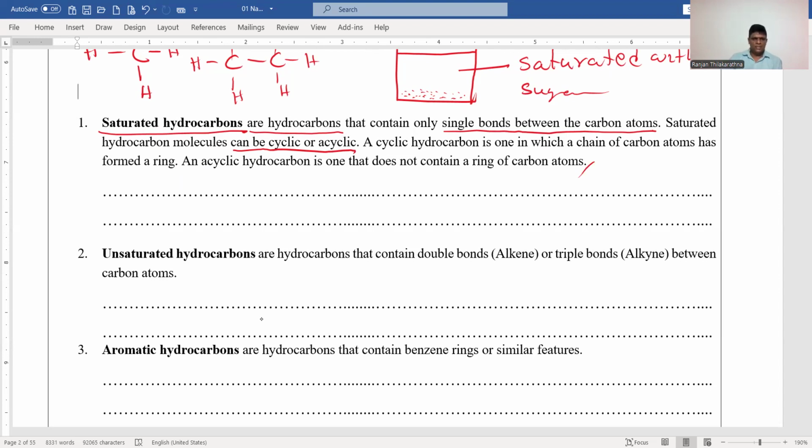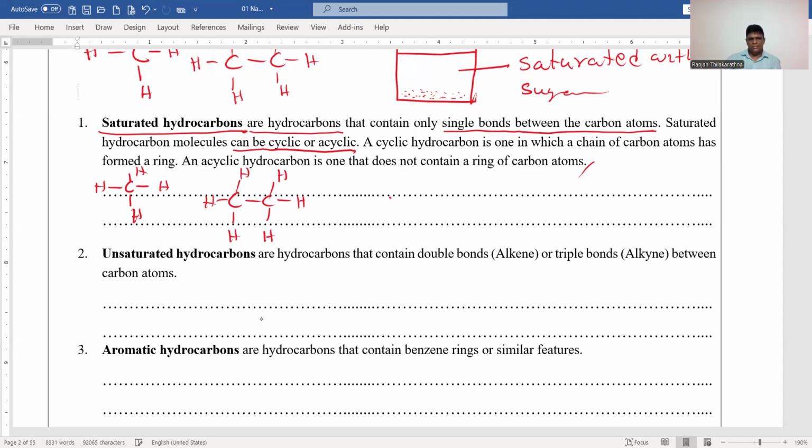So if you get CH4, carbon and hydrogen like this, it is acyclic. And if you get this carbon organic compound, this is called ethane. Later we will study how to write down the names.